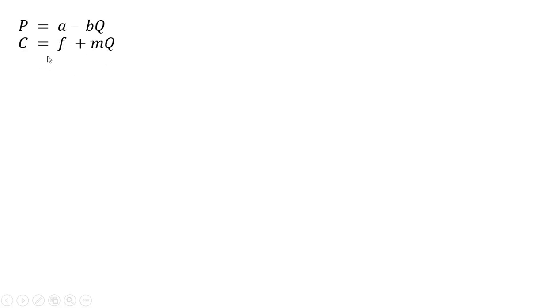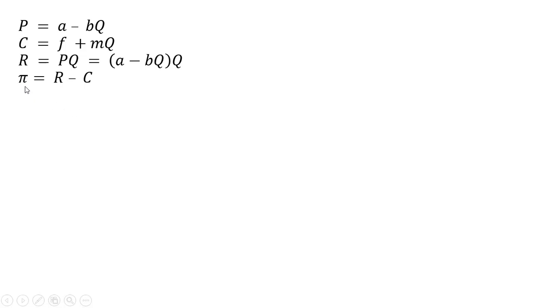Here is a cost function also in just general form. Cost equals F plus M times Q, where Q is the quantity of output. The firm's revenue, the monopolist revenue, is price times quantity, where price is A minus B times Q. So the price is in the parentheses here, just making that substitution for P, and that is all multiplied by Q.